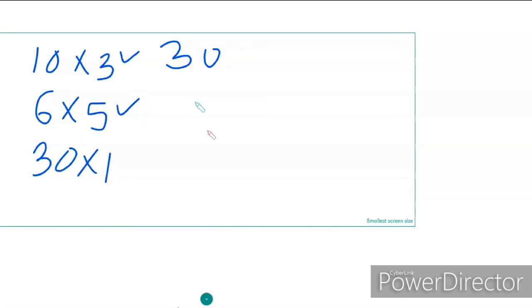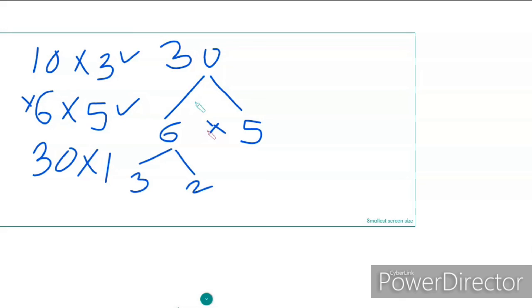So how do we start that? First, we split the number into 2 factors. I will go with 6 and 5. Now, we can still split 6 into two factors. That would be 3 times 2. If we look at this, we'll notice that 3, 2, and 5 are prime numbers.